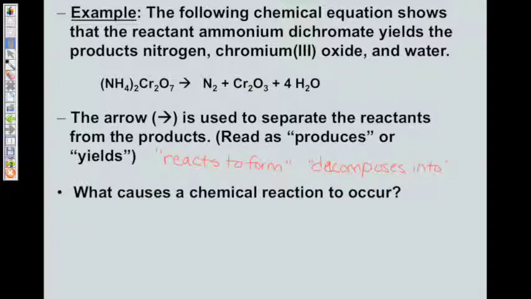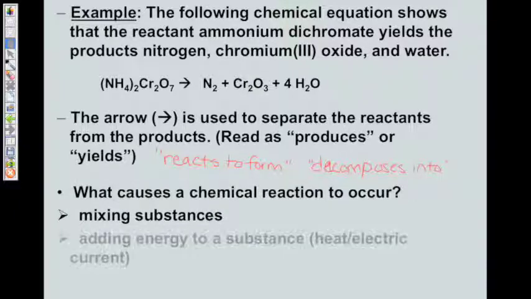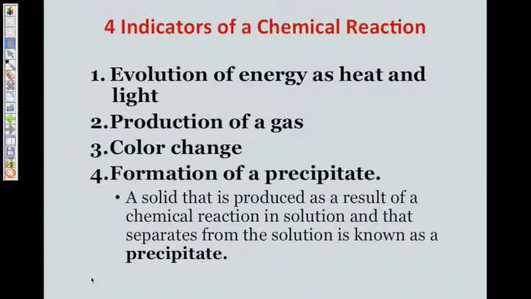So what's causing these reactions? We could either be mixing things together, we could be adding energy, like in heat, like either heating it up in a test tube or cooking something or running a current. Lots of ways to make these reactions proceed. Here are 4 indicators of a reaction. Evolution of energy, production of a gas, what we usually call bubbling, color change, or formation of a precipitate, and that's the solid that falls out of 2 liquids being mixed together.